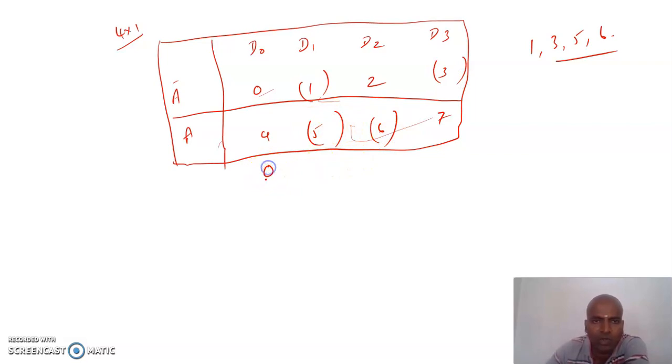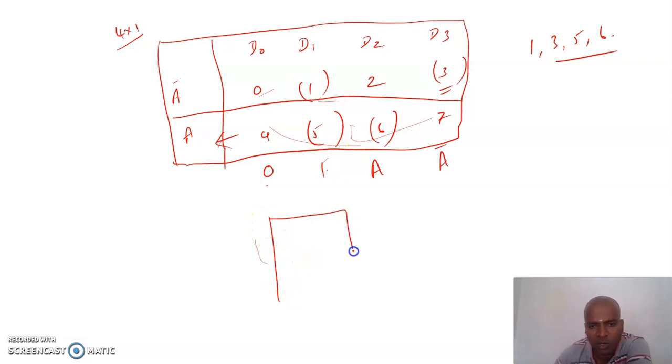So let's write the values. Here neither minterm is marked, so this is 0. Where both are marked, the value is 1. Here 6 is marked, so the corresponding input is A. And where 3 and 1 are marked, the value is A bar. So now we have identified D0 is equal to 0, D1 is equal to 1, D2 is equal to A, and D3 is equal to A bar.